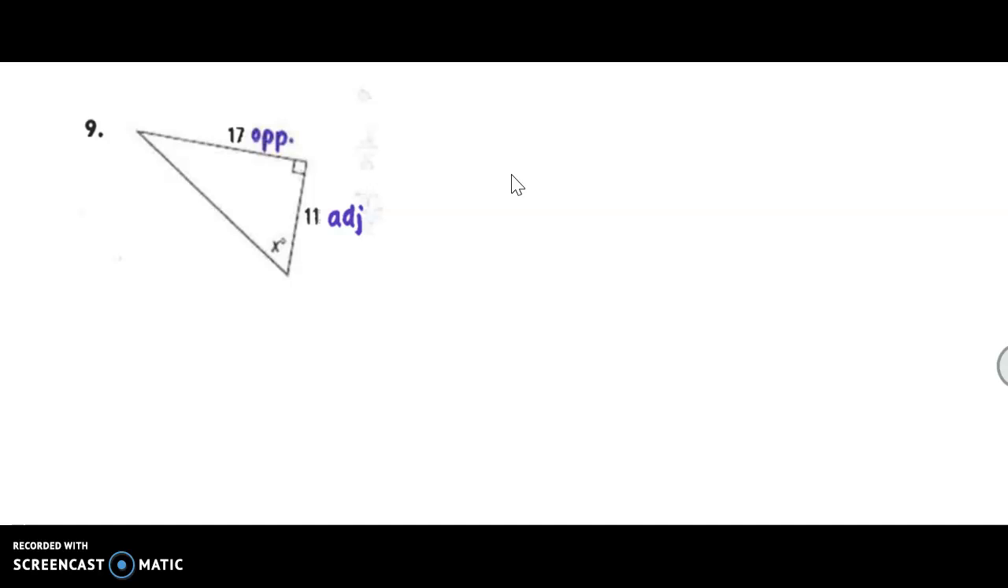All right. So just as a quick example here, I'm going to use tangent because from angle x, I have the opposite side and the adjacent side, so that's TOA, tangent, right? And so here's my setup. Tangent of x is equal to 17 over 11. And since I'm solving for the angle x, I'm going to do the inverse tangent of 17 over 11. Okay? And again, your calculator should be in degree mode.